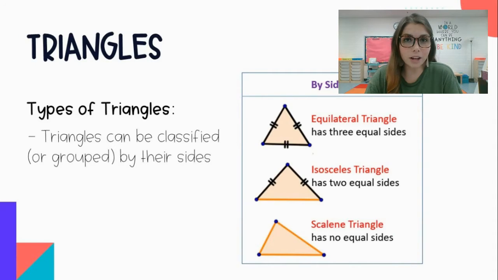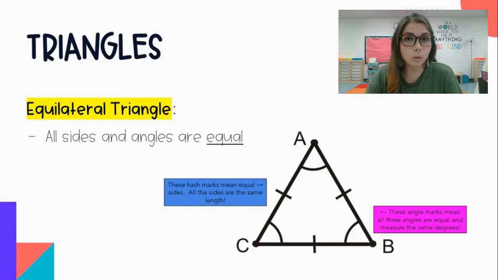Triangles can be classified or grouped by their sides. And we're going to talk about the three different ways that we can classify or group triangles by their sides. First, we have the equilateral triangle. The equilateral triangle gets its name from its equal sides. Equal sides, equilateral triangle. All three sides of the triangle are the same length.